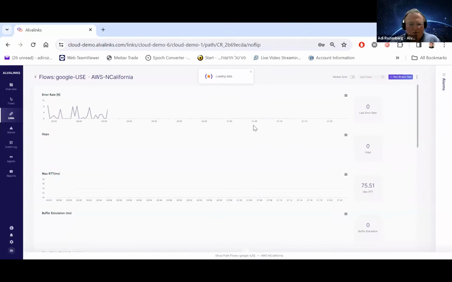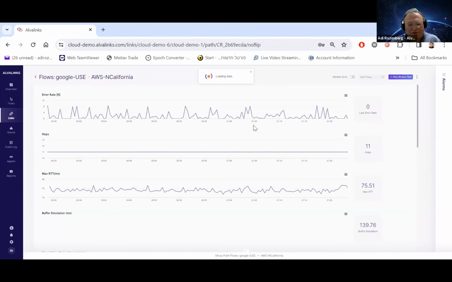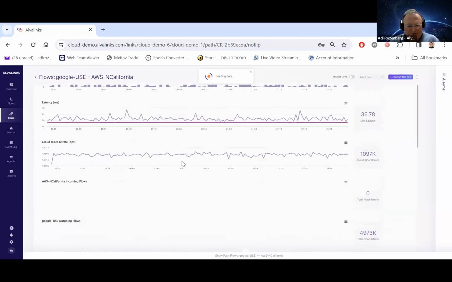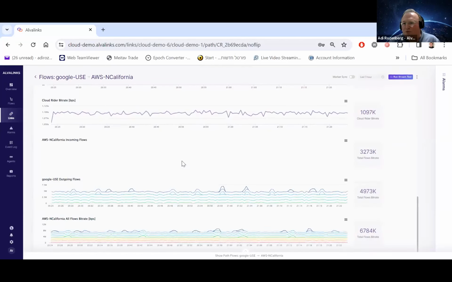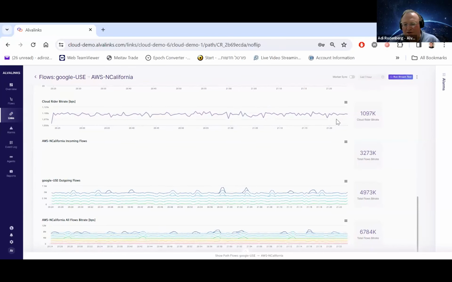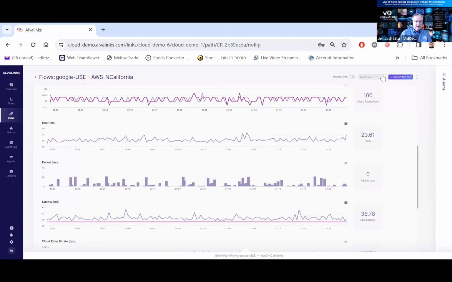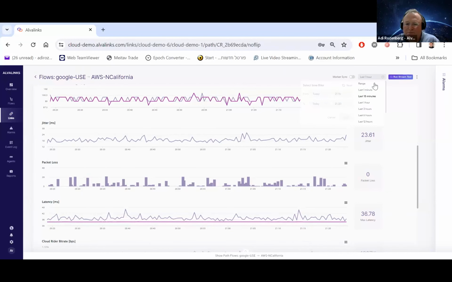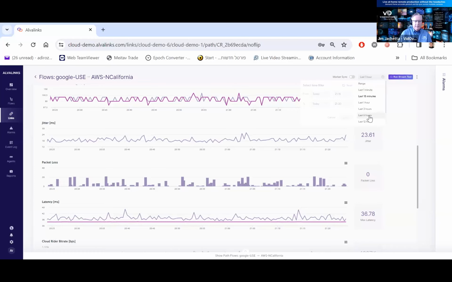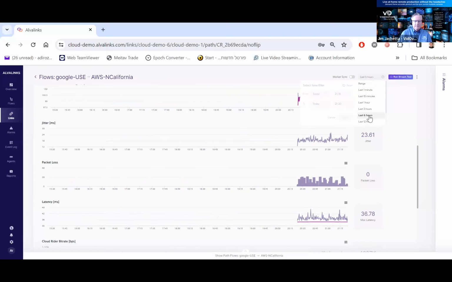So now I'm looking at Google to AWS, and once again, we see problems. We see buffer emulation changing, all the things that you can discover. In this case, we're looking 1 hour back. But that circuit is usable if we increase the buffering, right? Exactly. Or if it's bad enough, then we can determine we don't want to use that provider or that segment.